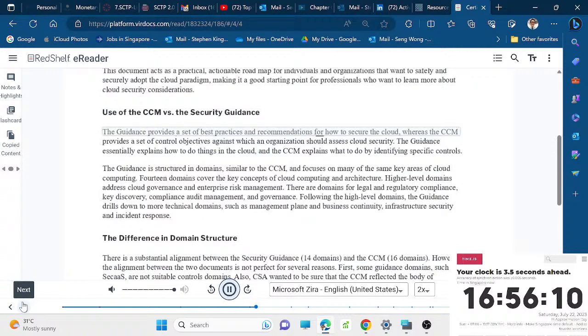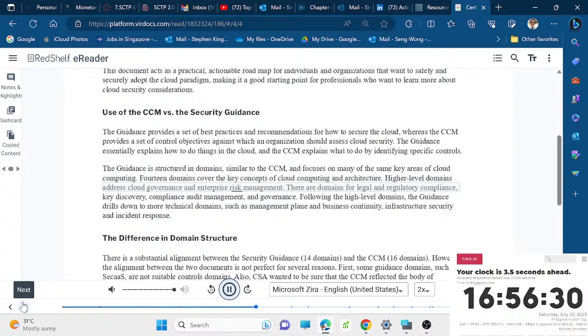The guidance provides a set of best practices and recommendations for how to secure the cloud, whereas the CCM provides a set of control objectives against which an organization should assess cloud security. The guidance essentially explains how to do things in the cloud, and the CCM explains what to do by identifying specific controls. The guidance is structured in domains, similar to the CCM, and focuses on many of the same key areas of cloud computing. 14 domains cover the key concepts of cloud computing and architecture.